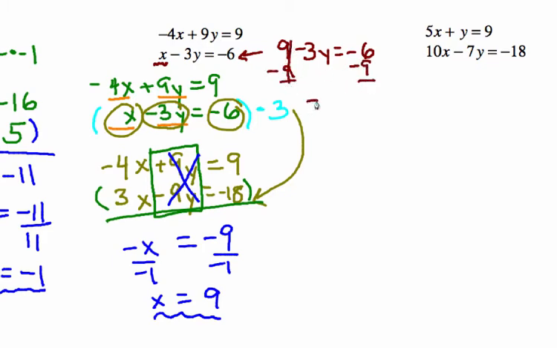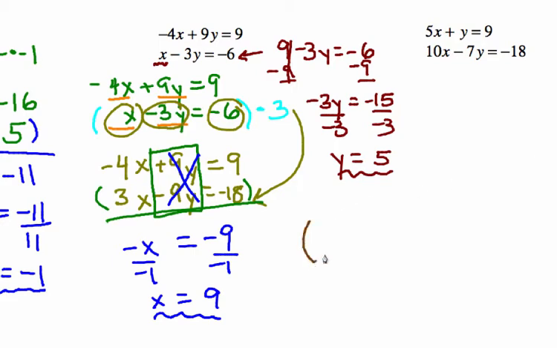On the left, that cancels. I get minus 3y equals negative 15. Divide by negative 3 on both sides, and I get that y equals positive 5. Again, I'm not boxing that because that's not my final answer. Our final answer is the coordinate point 9, 5. X equals 9, y equals 5 is our final answer.